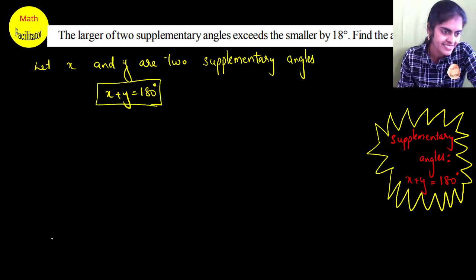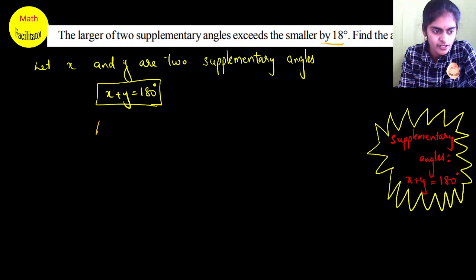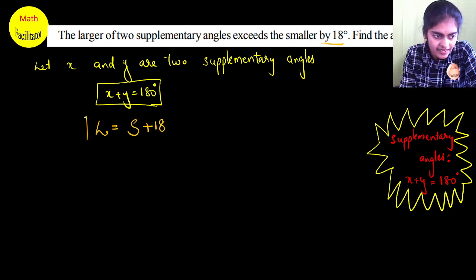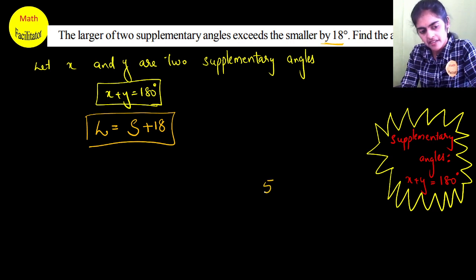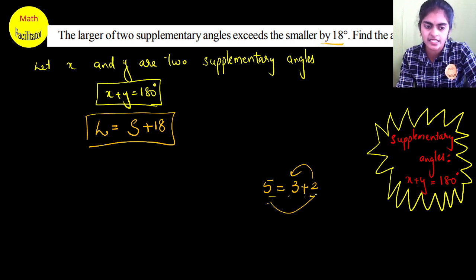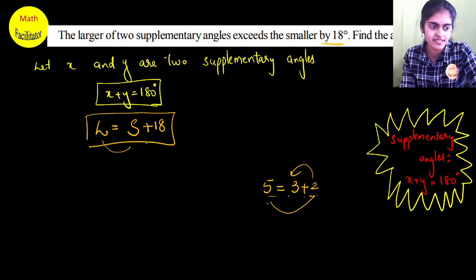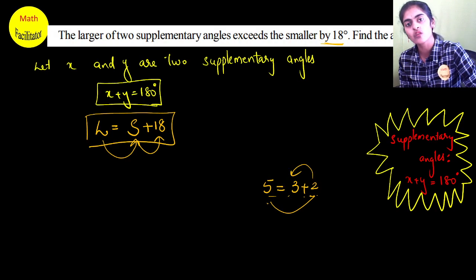Now see the question. The larger of two supplementary angles exceeds the smaller by 18. So the larger angle is 18 more than the smaller angle. If I say 5 exceeds 3 by 2, which means 5 is 2 more than 3, so I can write 5 as 3 plus 2. Larger exceeds the smaller by 18, which means the larger is 18 more than the smaller.